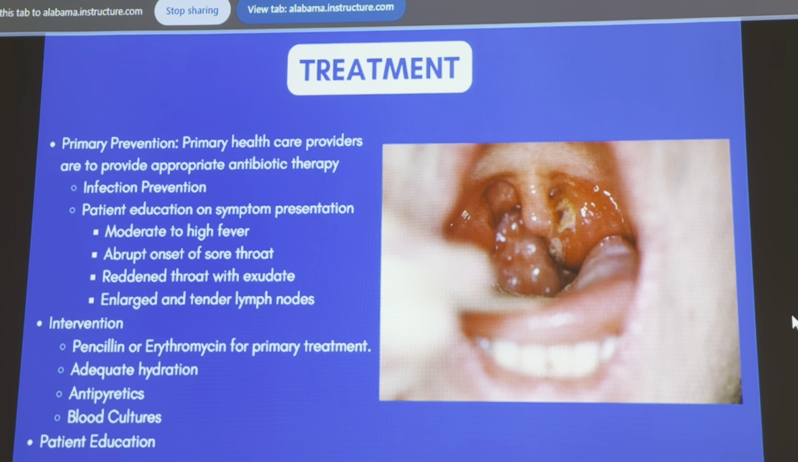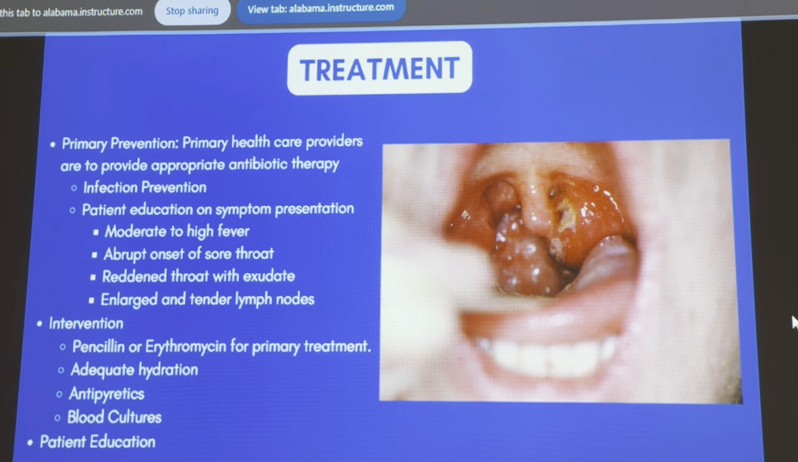Treatment-wise, a primary prevention strategy is going to be to prevent that streptococcal infection from ever occurring. They can't develop that sensitivity to it. They can't develop that rheumatic fever that can lead to rheumatic endocarditis if they haven't had that streptococcal infection before.